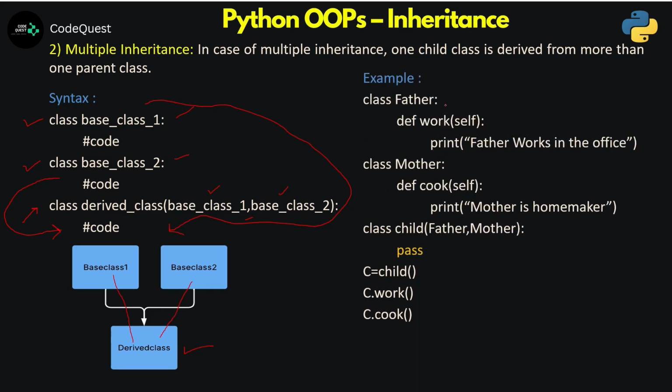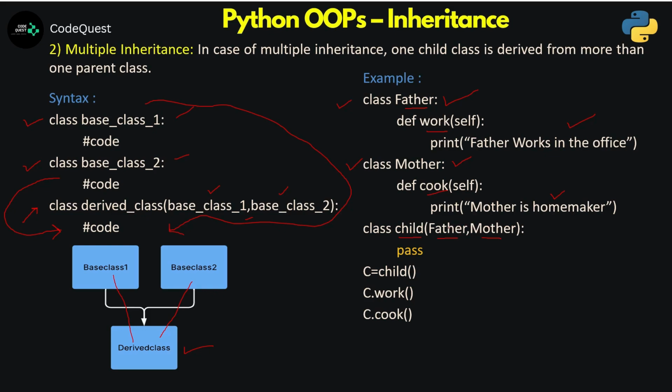Now let's see an example. We have taken one class, let's say Father, which has a method, let's say work, which prints "Father works in the office". Another class we have taken is Mother, with a method, let's say cook, where we get a message like "Mother is a homemaker". These two classes are going to act as parent or base classes, because while defining the derived class, let's say named Child, you can see we have used two base classes, Father and Mother.